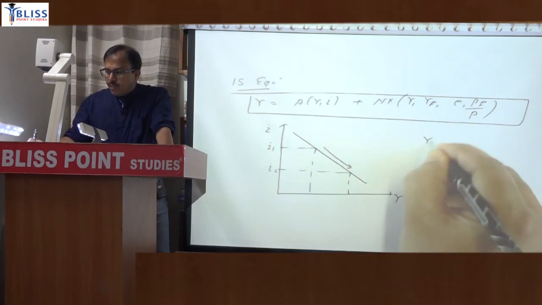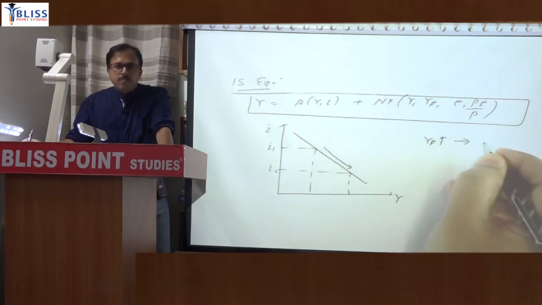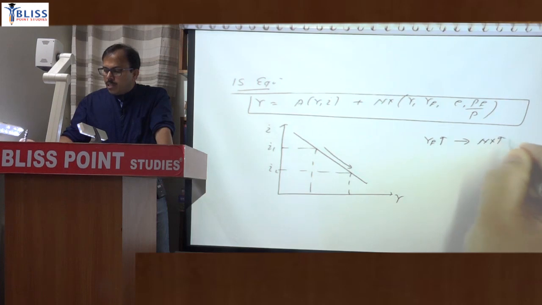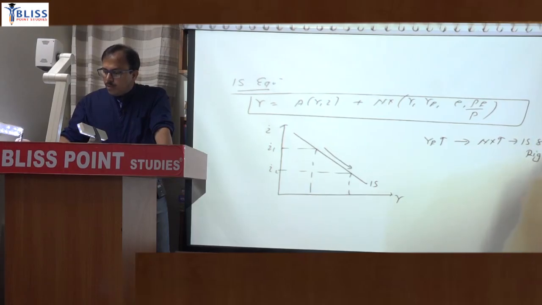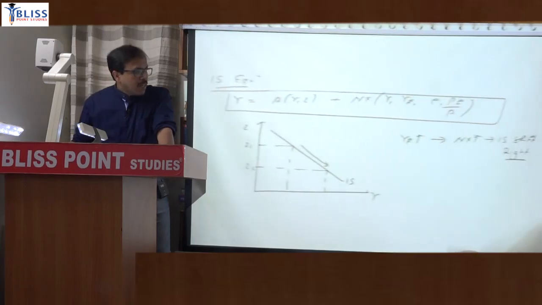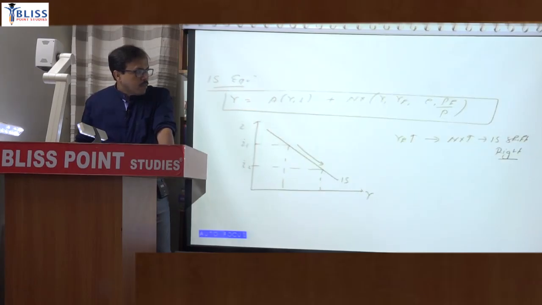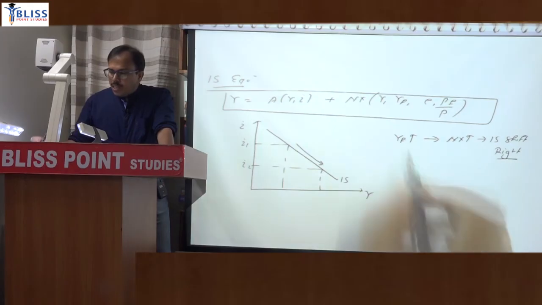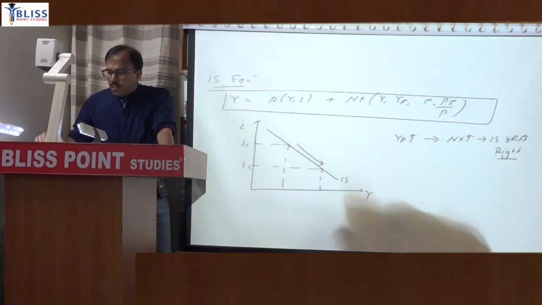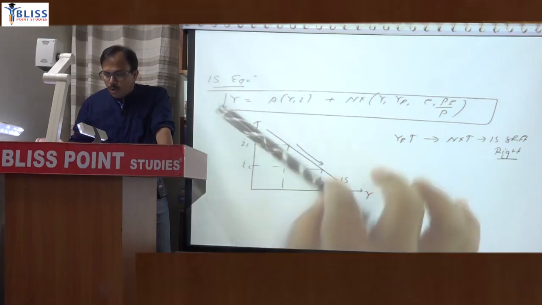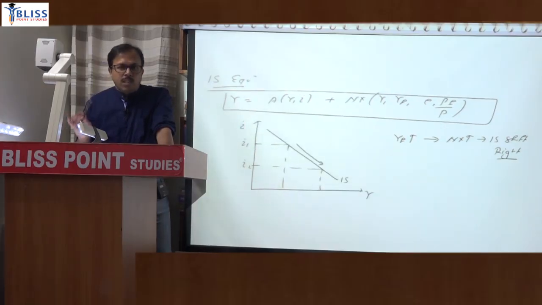YF. So when foreign country income increases, what is the impact? If income in the foreign country increases, they will buy more from us. So our export will rise, so our net export will increase. As our net export increases, this IS curve will shift rightward. Clear? So as foreign country income increases, this IS curve will shift rightward. It means when you draw a curve, it is based upon a given foreign country income.